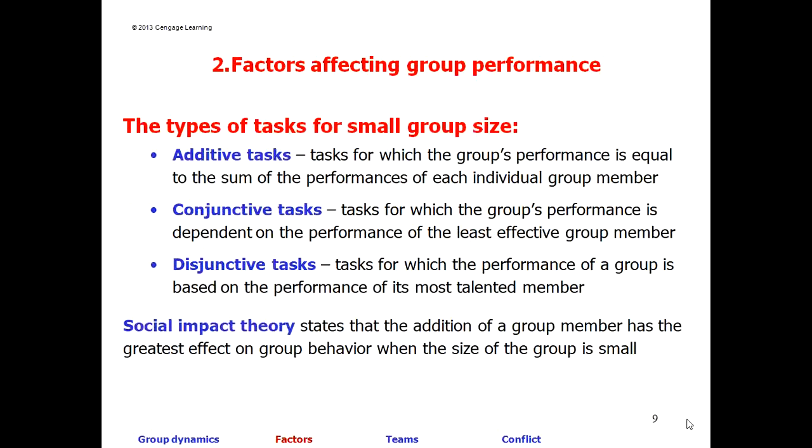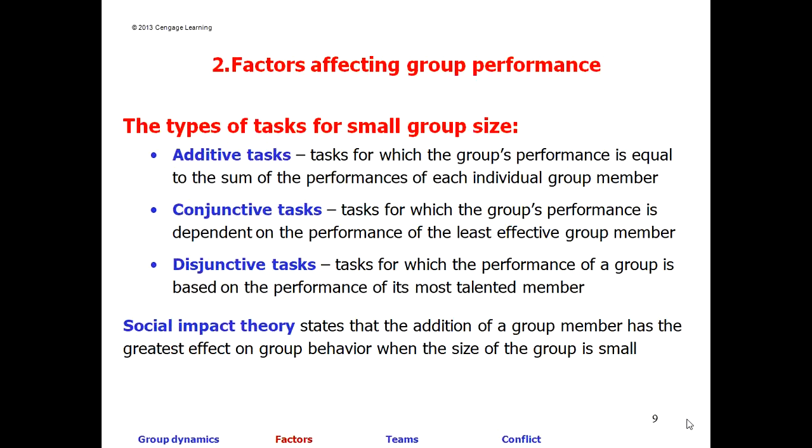Now, moving on, we have some factors, that is the types of tasks that are given for small groups, that are additive, conjunctive, and disjunctive. You can just check this out, that is the task which the group performs is equal to the sum of the performance of each individual in the group, meaning the total equals the sum of the performances of individuals. There are people working in one particular area.